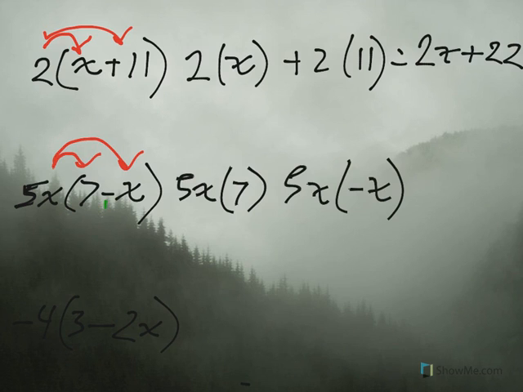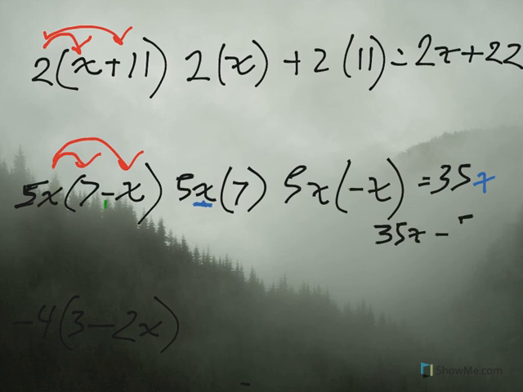Got it? Now, 5x times 7 is what? I did 35. 35 is correct, but you forgot just the little x. That's it. What's 5x times negative x? Negative 5x squared. So it will look like this.